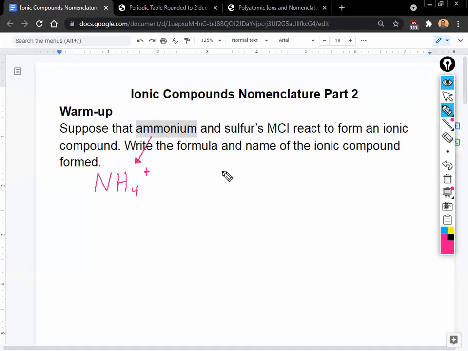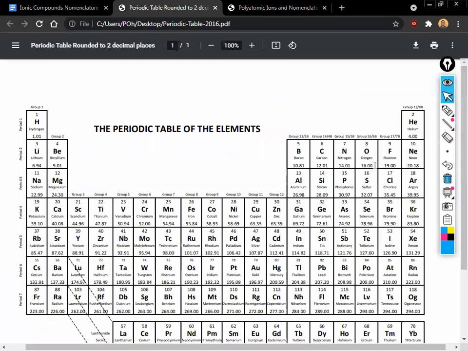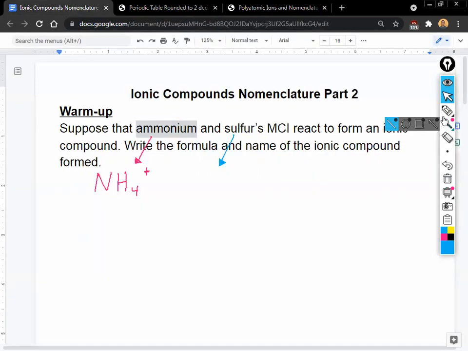Now it's telling us we're reacting that with sulfur's monatomic ion. So if we go to the periodic table, I want you guys to find sulfur, and we're going to use the pattern that we learned to figure out sulfur's monatomic ion. We said the pattern is 1, 2, 3, no ion, -3, -2. So sulfur's ion is going to be -2. So we're going to write S2-.